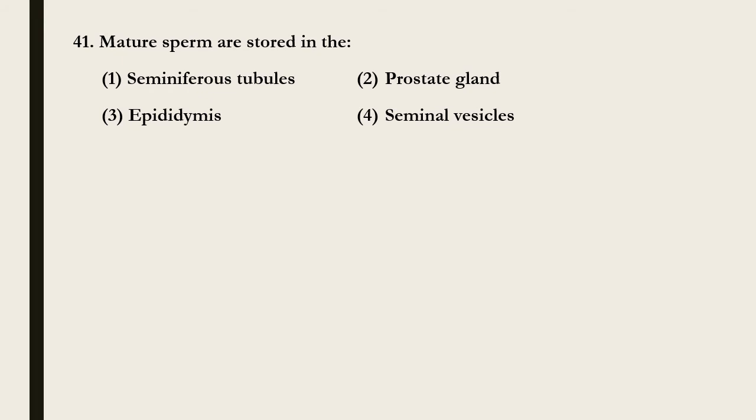Question number 41. Mature sperm are stored in the. So we already know that sperms are produced in the seminiferous tubules. These seminiferous tubules produce the sperms, and these sperms come out from the seminiferous tubules through ducts.